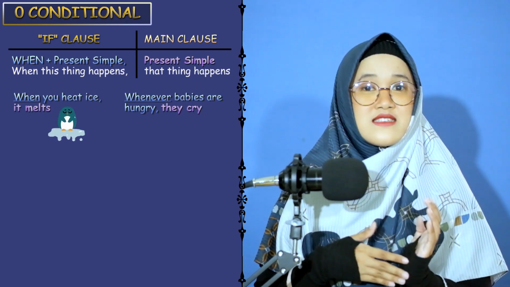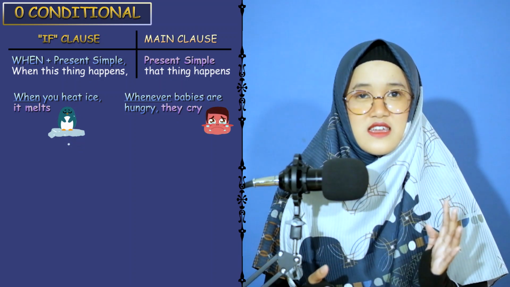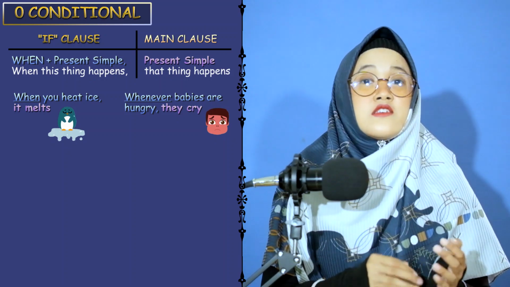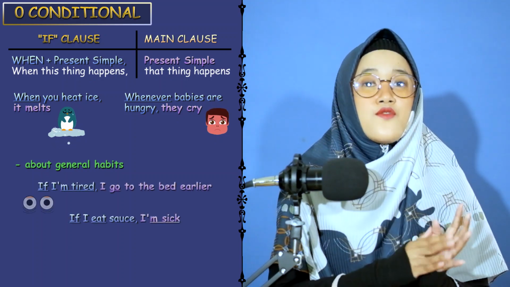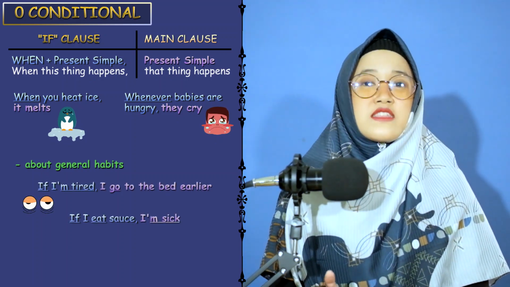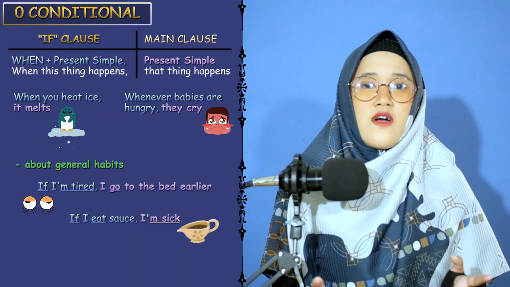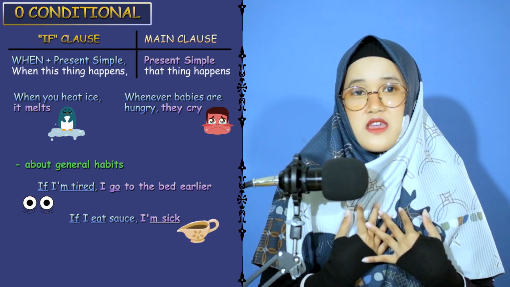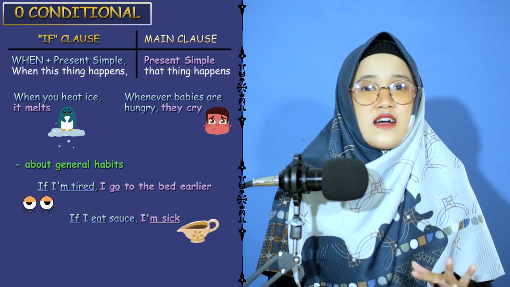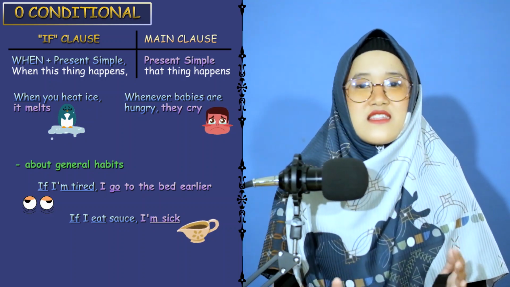When you heat ice, it melts. Whenever babies are hungry, they cry. 0 conditional also can be used to express general habits. If I'm tired, I go to bed earlier. This is what I usually do. If I eat sauce, I'm sick. This is only true for me. Maybe not for everyone, but it is still true that I'm sick every time I eat sauce. Right? Let's move on to the first conditional.